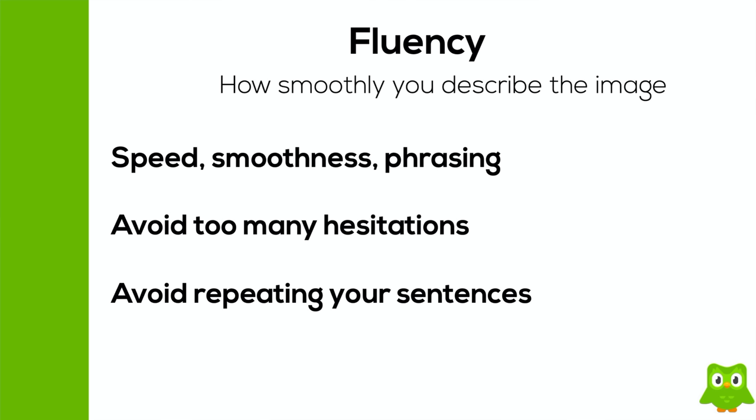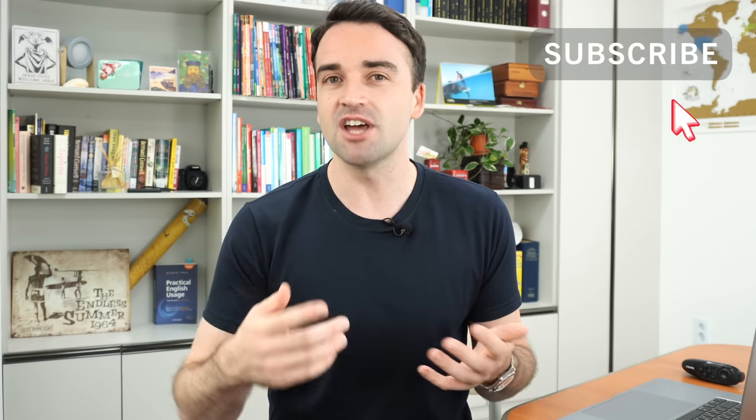Okay, moving on. Next, we have fluency. This refers to how smoothly you describe the image. For this, you should think about your speaking speed, smoothness, and phrasing. You also want to avoid hesitations and repetitions. I've seen a lot of students who answer this task get a little bit stuck when they're speaking, so they say a lot of filler words, or they simply pause during a sentence. This is what we mean by hesitation. And repetition is starting a sentence, but then not finishing it, and then starting again. Students usually do this when they think they've made a mistake. But it's really important that you avoid these two things, as they do affect your fluency score.